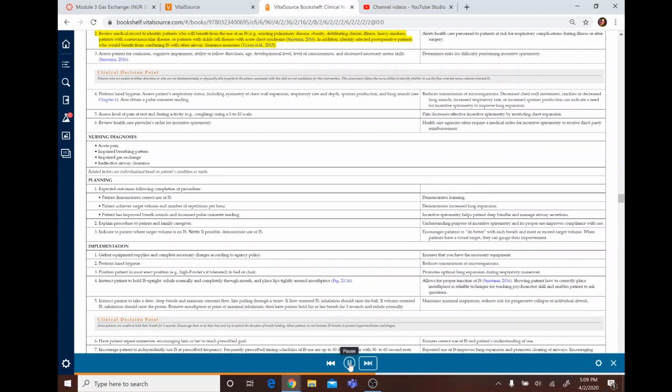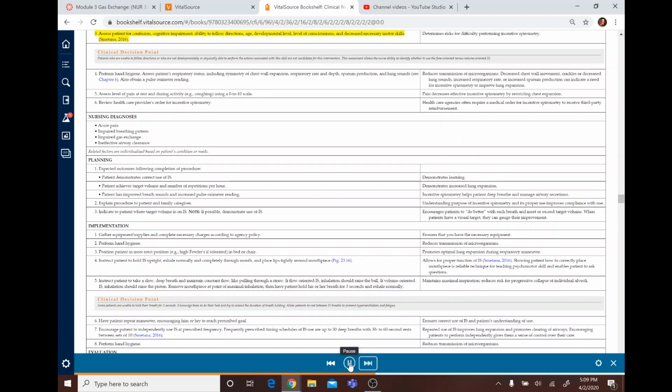2. Review medical record to identify patients who will benefit from the use of an IS, example existing pulmonary disease, obesity, debilitating chronic illness, heavy smokers, patients with a neuromuscular disease, or patients with sickle cell disease with acute chest syndrome, Smetana, 2016. In addition, identify selected postoperative patients who would benefit from combining IS with other airway clearance measures, Tyson et al., 2015. Alerts healthcare personnel to patients at risk for respiratory complications during illness or after surgery.